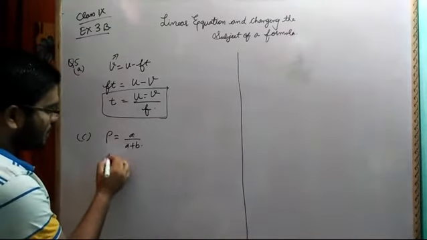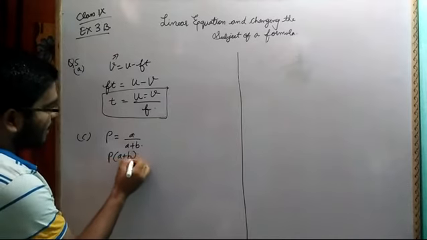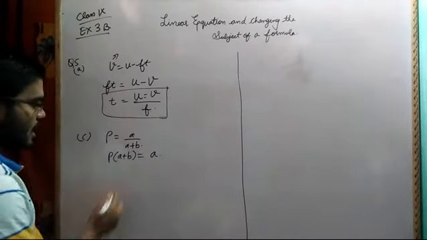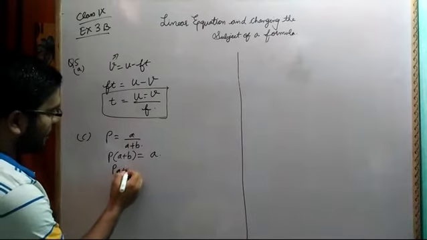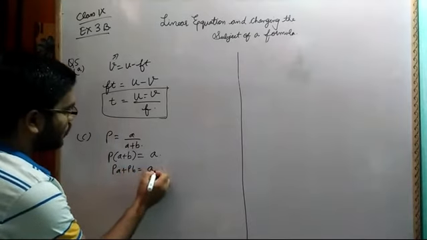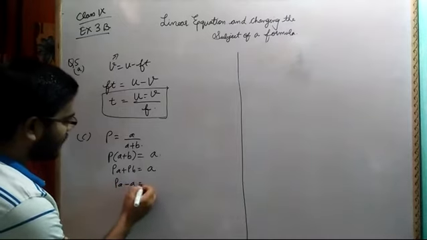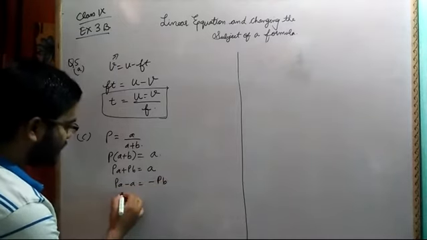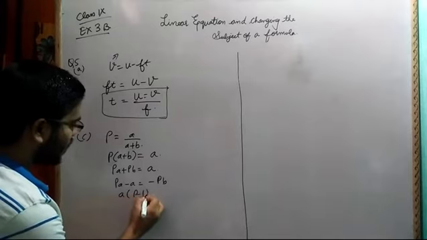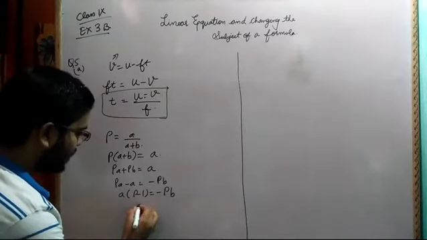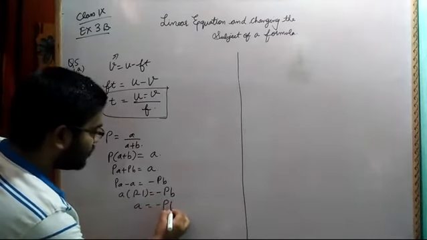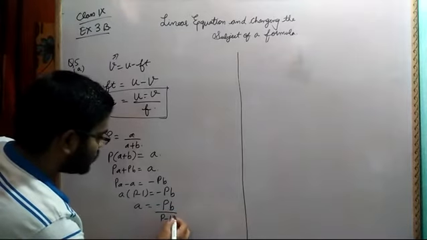So first we will try to break this and bring A towards one side. Now we are having PA plus PB is equal to A. So I can write PA minus A is equal to minus PB. A common: A times P minus 1 is equal to minus PB. A is equal to minus PB upon P minus 1.